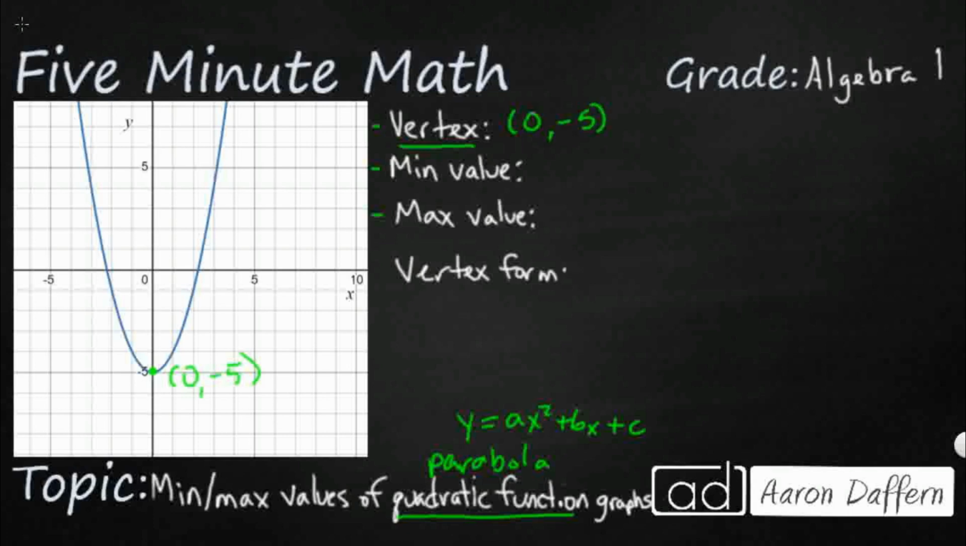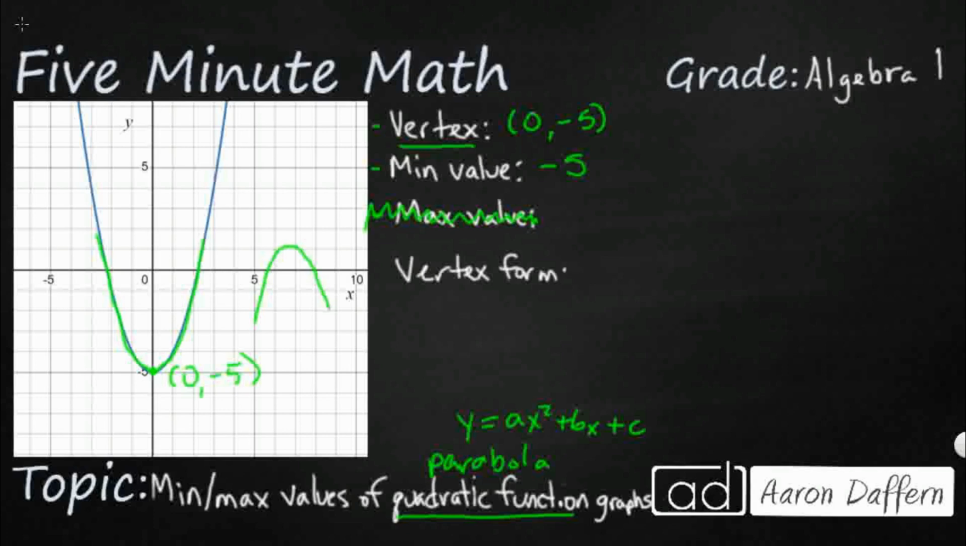Now, we can get the minimum value from this vertex. Since it opens up, we can say its minimum value is going to be -5. That means that for whatever y we want to give it, it will never dip below -5, because as you can see, it comes up from -5 on either side. Now, maximum value, we actually don't have a maximum value. Since this is an upward opening graph, we would only have a max value if it's a downward facing graph.